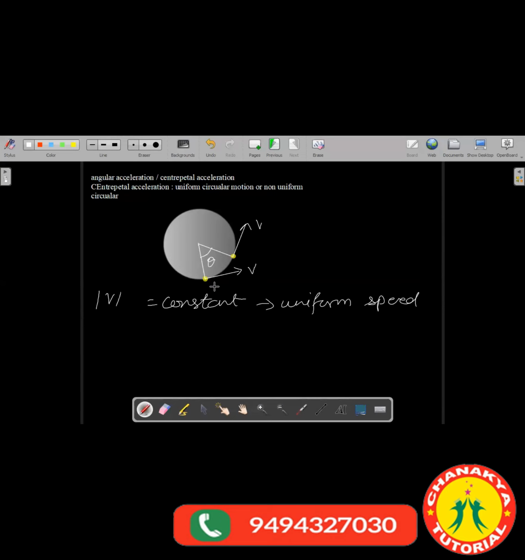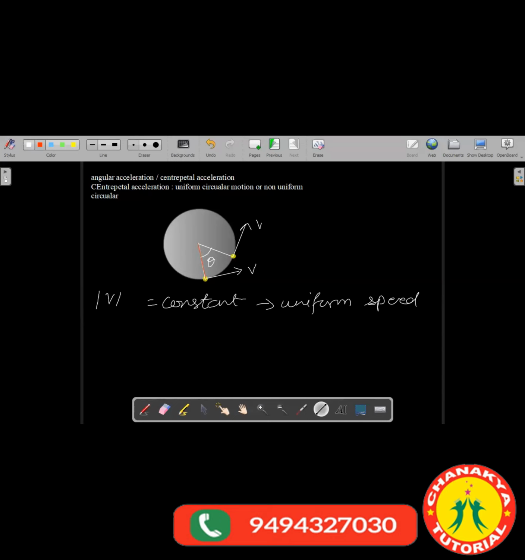Now if we observe the acceleration, can we say that there is an acceleration since we find there is a change of velocity? Yes. Even if the object is moving with a uniform speed, there is an acceleration, and we had discussed that this acceleration always acts towards the center.